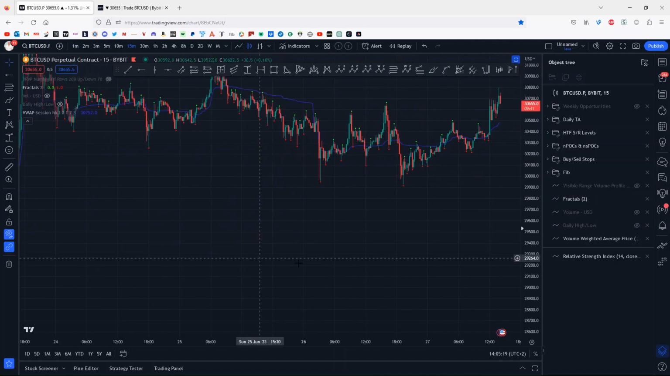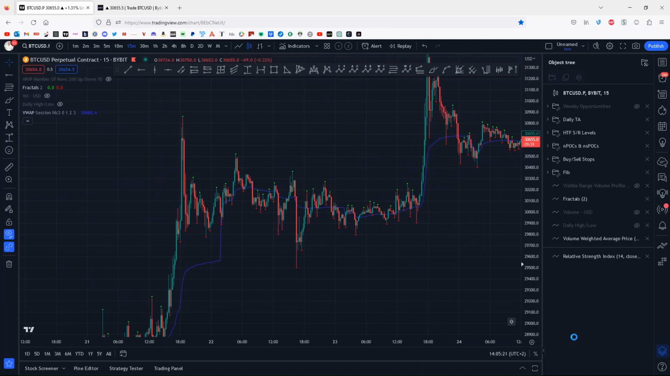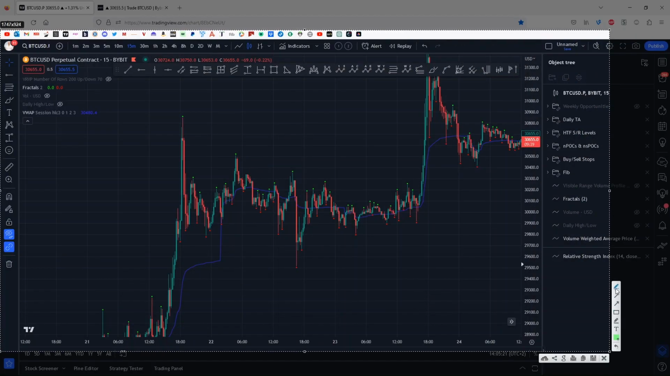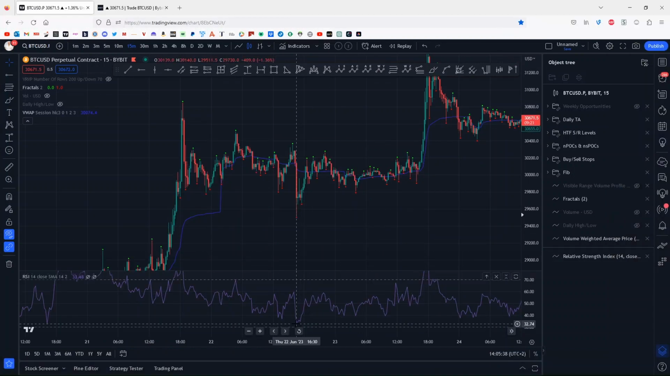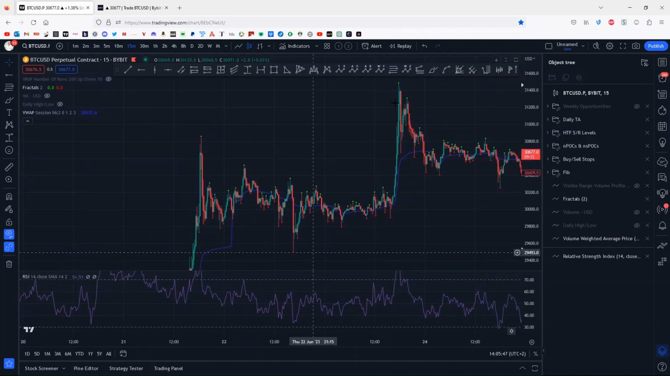And for me, the best place to look for a long was below these lows right here, the lows of this range. And as soon as we took all the lows, I checked the RSI, and as you can see, the RSI was very close to the 30, which gave me much more confidence to enter. And then the rest is history.